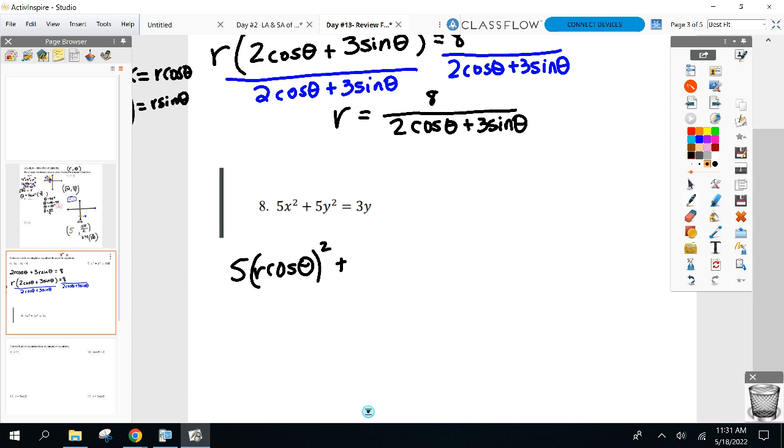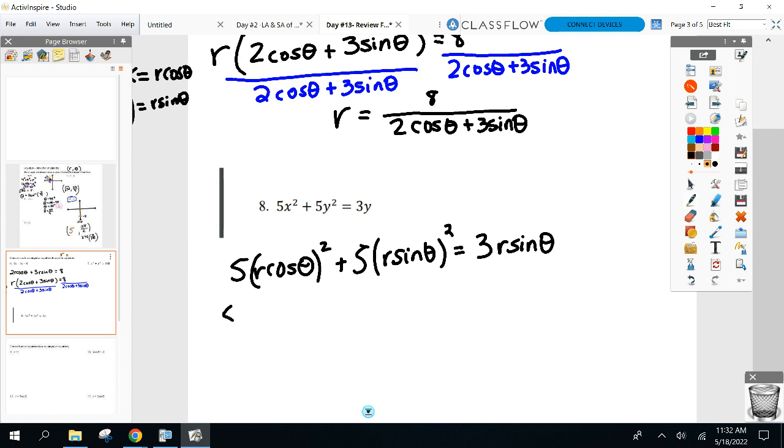Plus, what's being squared here? The y or the 5y? Just the y. So just square what you're plugging in. R sine theta squared. And what do you got on the right side? 3y. I'm not leaving it y, though. 3r sine theta. That's just the substituting in. Anything right there before we start going algebra? All right, let's do it.